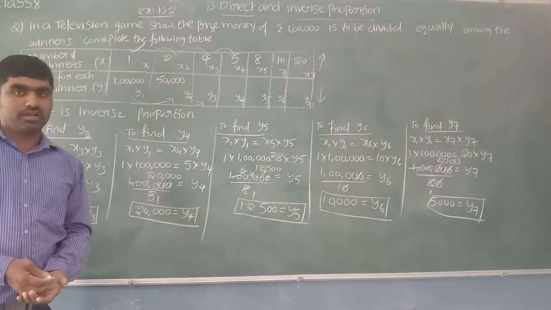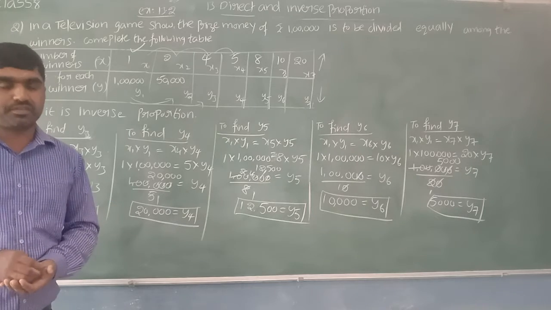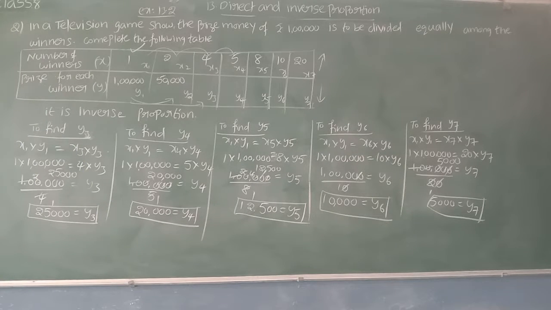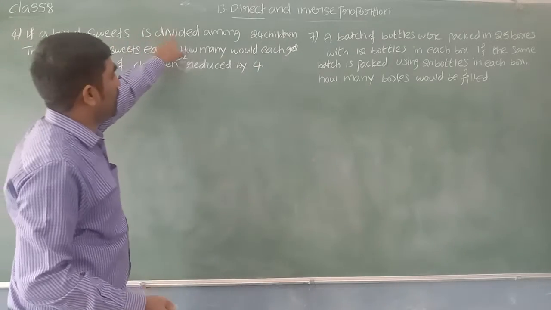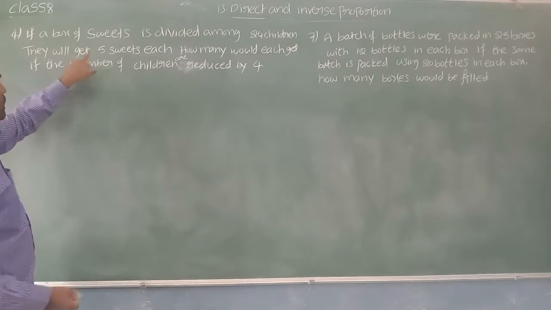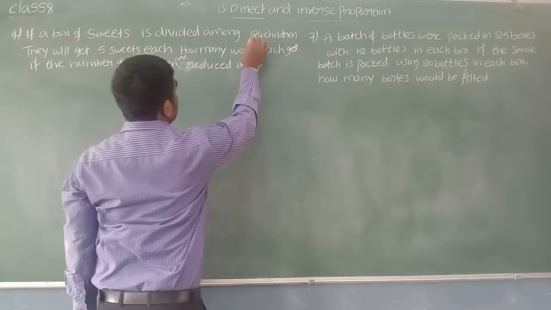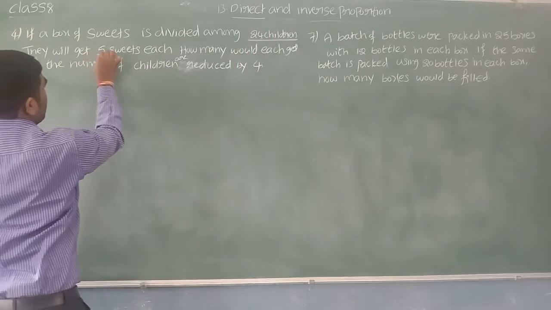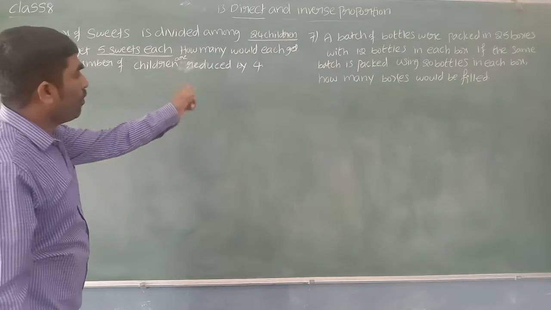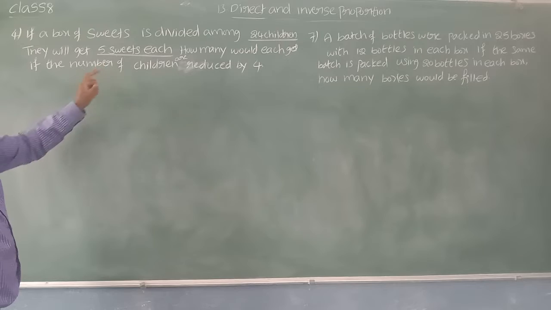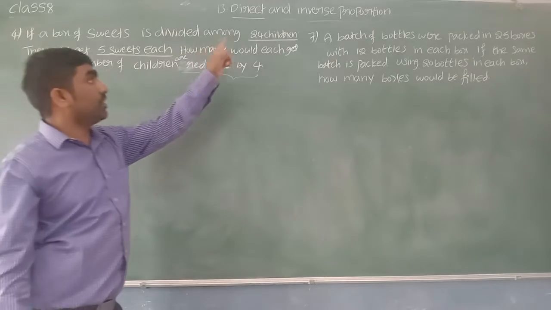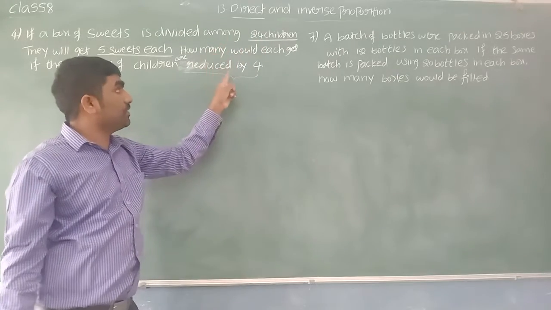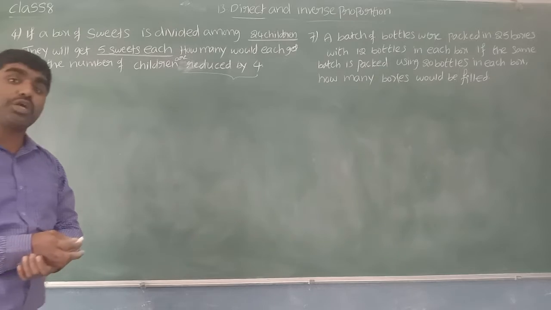Like that we can find applications based on the inverse proportion. Yes, here we have some applications. Let's see the fourth one. If a box of sweets is divided among 24 children, they will get 5 sweets each. How many would each get if the number of children is decreased by 4? Presently we have 24 children; if I reduce 4, the number of children will become 20.